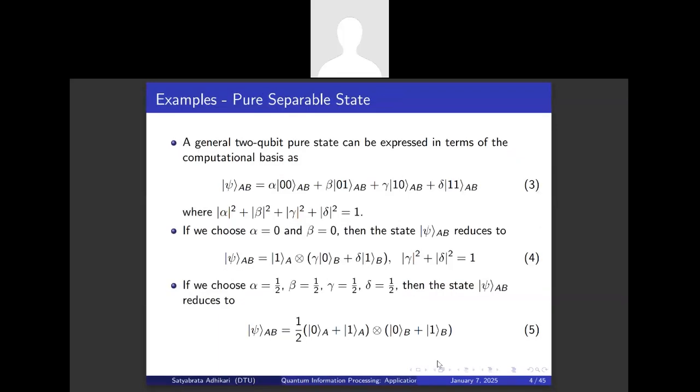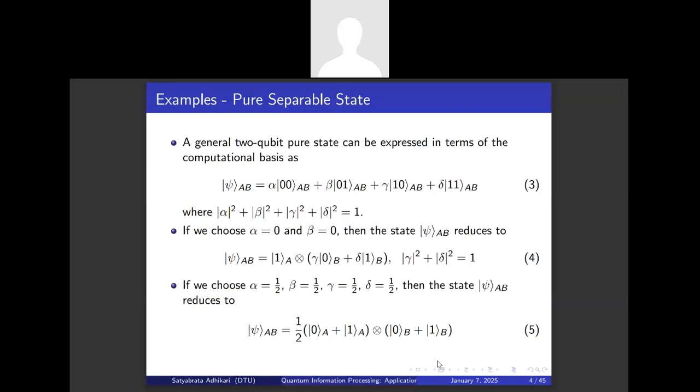So now let me give you an example. Let us suppose a 2-qubit state, which can be written in this form: alpha 00 plus beta 01 plus gamma 10 plus delta 11. So this is an example of a 2-qubit state, and let us suppose this state is given in this form.